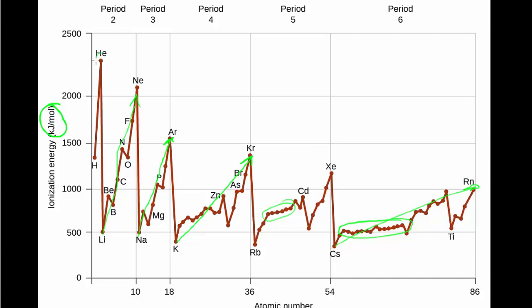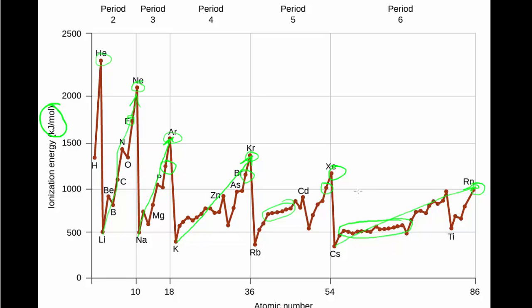We also notice that if we compare elements that are all in the same group of the periodic table, remember the groups are the columns, like helium, neon, argon, krypton, xenon, and radon, which are all noble gases in group 8 at the far right of the periodic table, their ionization energies all decrease going down a group. We would notice the same trend with fluorine, chlorine, bromine, and iodine: in general the ionization energy decreases as we go down.